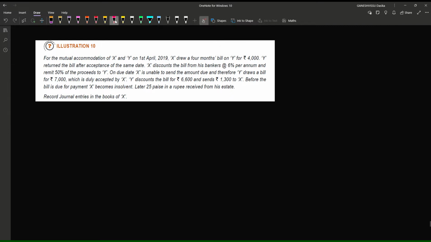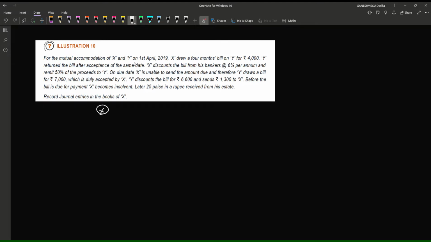Yeah. Let us read the question once again. Not the total question, I'm going to explain some part of the question now. This is illustration number 10, a problem from accommodation. We need to write the entries in the books of X. In the books of X, we are going to write the journal entries.